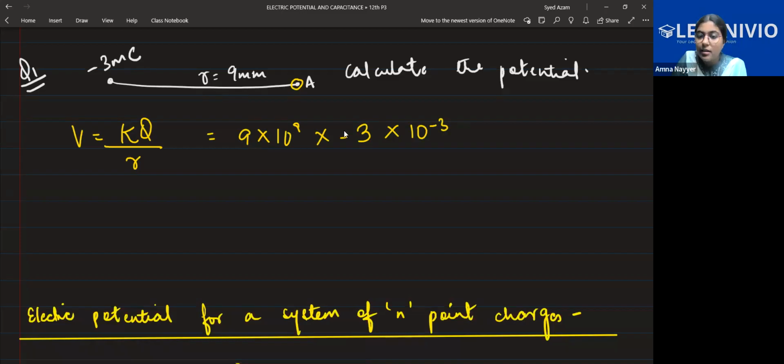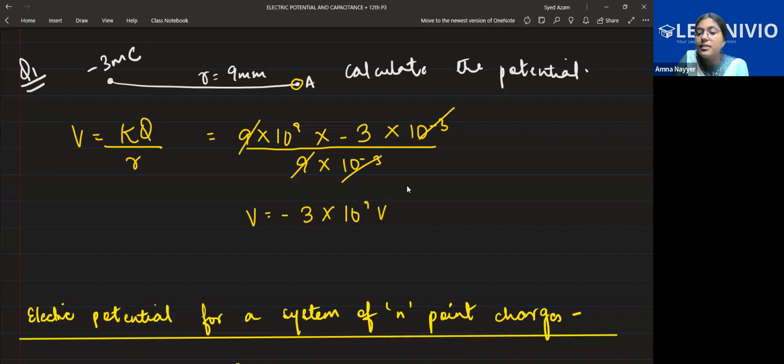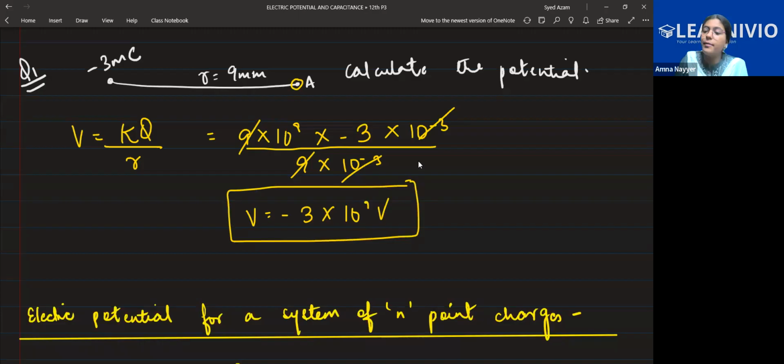So K into minus Q divided by R, that is 9 millimeters, so 10 to the power minus 3. 9 gets cancelled, 10 to the power minus 3 and 10 to the power minus 3 get cancelled. So potential is minus 3 into 10 to the power 9 volt. You are going to put the final answer as minus if it is coming negative because of a negative charge. Write this one quickly, then we'll see if you have lots of charges, how we have to manage that.